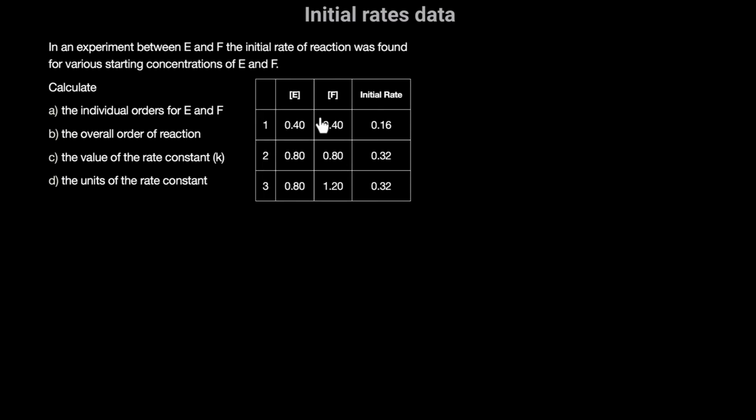Alright, so for F over here, we can look at experiments 2 and 3, because in experiments 2 and 3, we're keeping the concentration of E constant, and we're only changing the concentration of F, to see what effect that has on the rate. If we look at experiments 2 and 3, we're changing F by a factor of 1.5. F is multiplied by a factor of 1.2 divided by 0.8, so F is changing by a factor of 1.5, and the rate doesn't change.